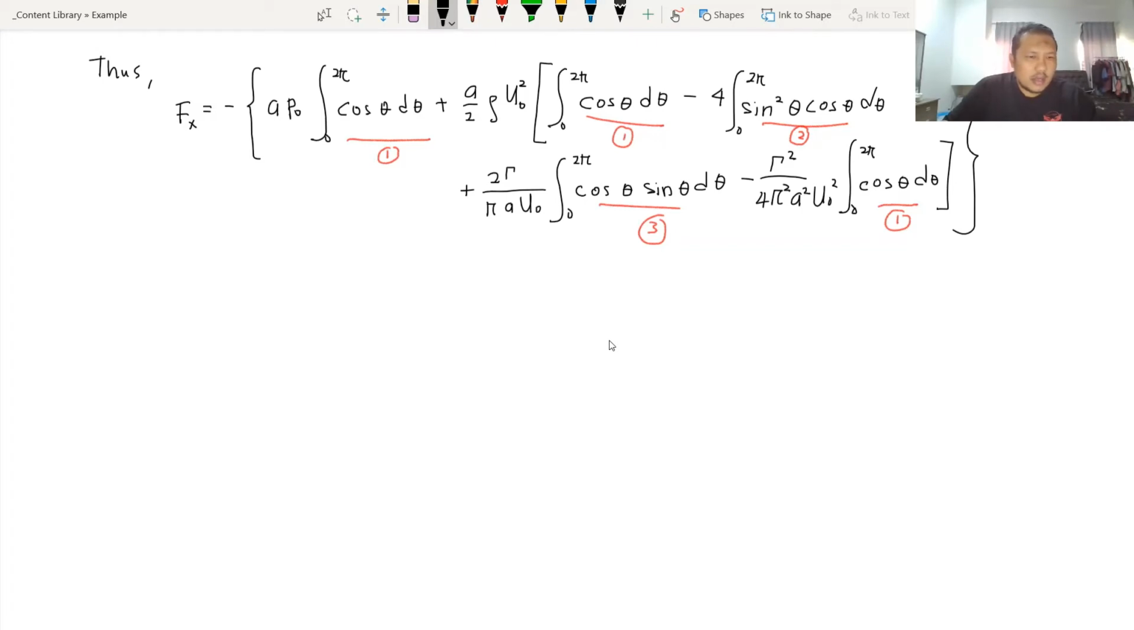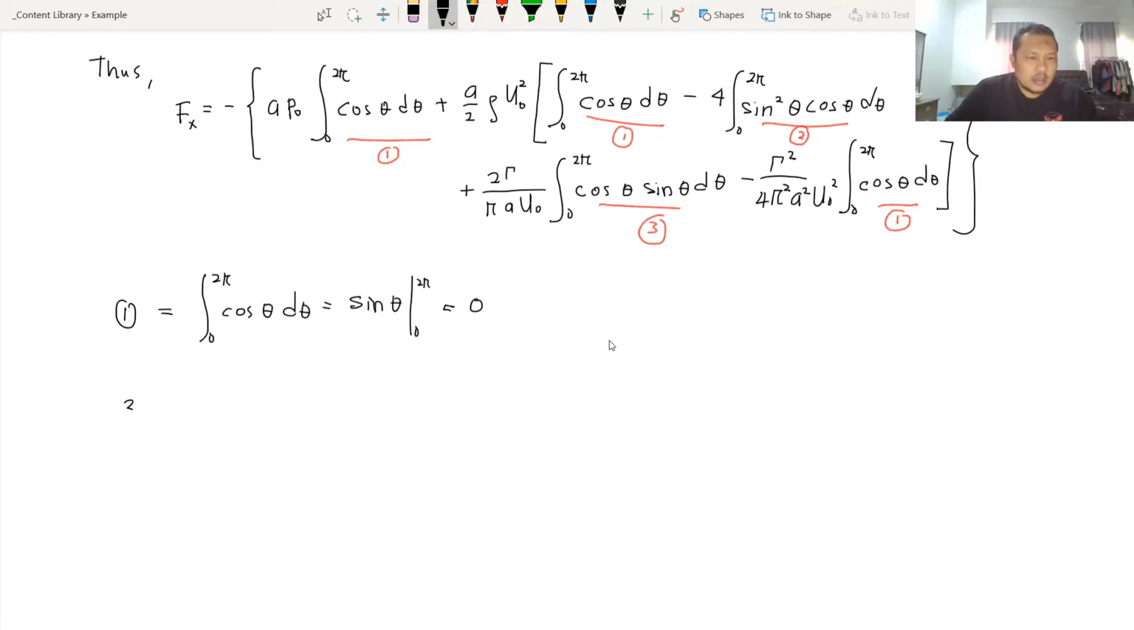First, the first one is the integration from 0 to 2 pi of cos theta d theta. This gives you sine theta from 0 to 2 pi, and the answer will be 0 because we know that sine theta at 0 and sine 2 pi are both equal to 0. And this is the first one.